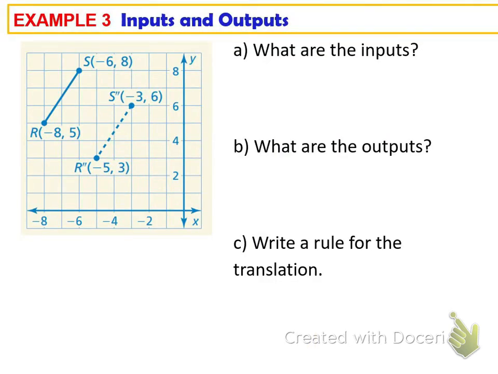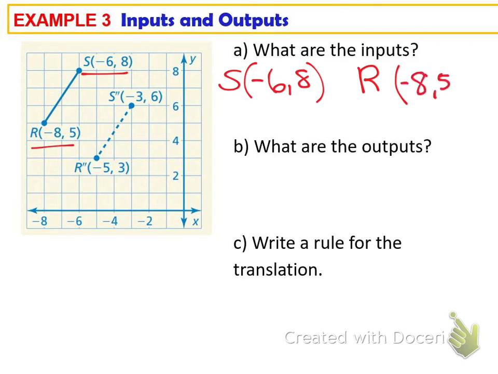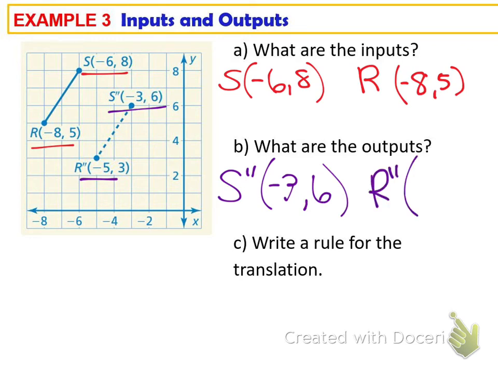All right, so what are the inputs? So what are the original points? Right, -6, 8. So put S, -6, 8. That is one of them. And then R is the other. It's -8, 5. Those are the inputs. Those are the originals. And then your outputs are the new ones. So S turned into S prime, which was -3, 6. R turned into R prime, which was -5, 3.